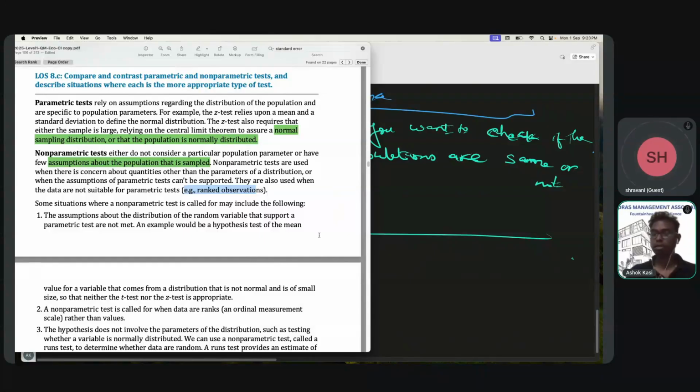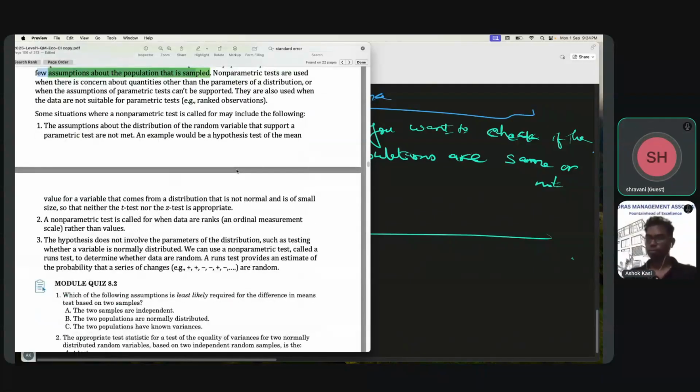In that case, all these will be categorized as what? Non-normal or non-parametric tests. Is it okay? Yes, sir. Okay, apart from normally distributed data, the rest everything is non-normal. Few assumptions, remember this also, few assumptions. This kind of theory only they will ask. You may just go through this also.